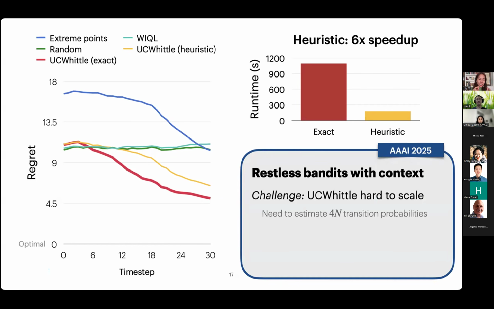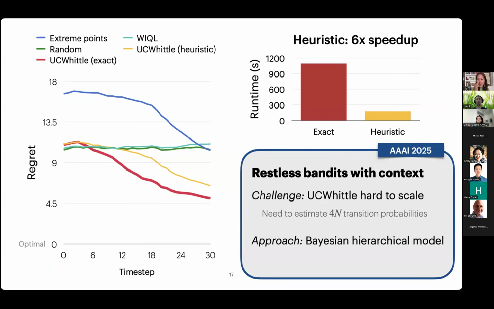every arm of the restless bandit, and there's n different arms of this restless bandit. So this requires us to estimate 4 times n total transition probabilities, which scales as our problem size scales. And again, we've discussed that we can easily have settings where we have thousands or tens of thousands of individuals that we have to do planning over. So this problem would not scale very well.